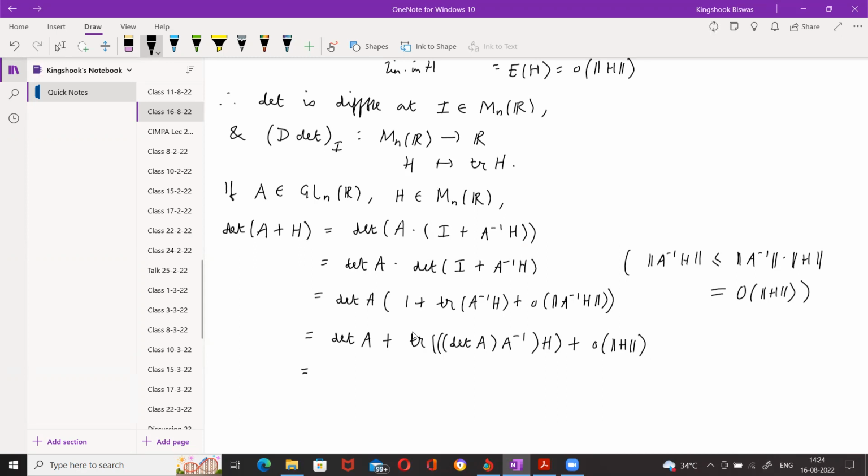What is determinant A times A inverse? It is the adjugate, or the transpose of the adjugate, right? I think it's the transpose of the adjugate. Right, because in the inverse, you have the transpose of the cofactor matrix. So yes, this is A adjugate transpose times H.